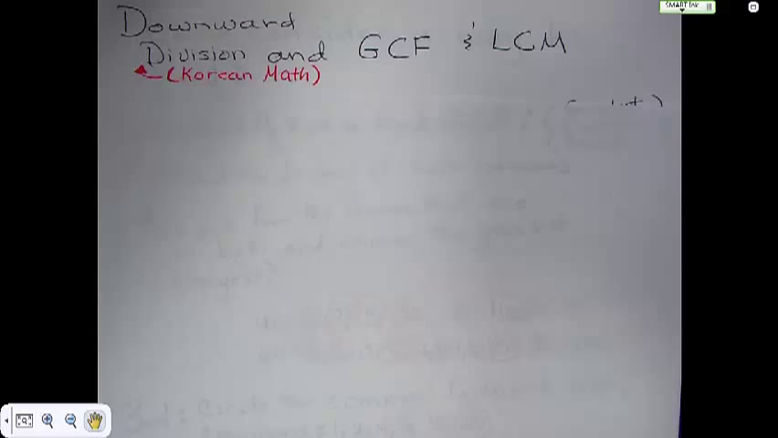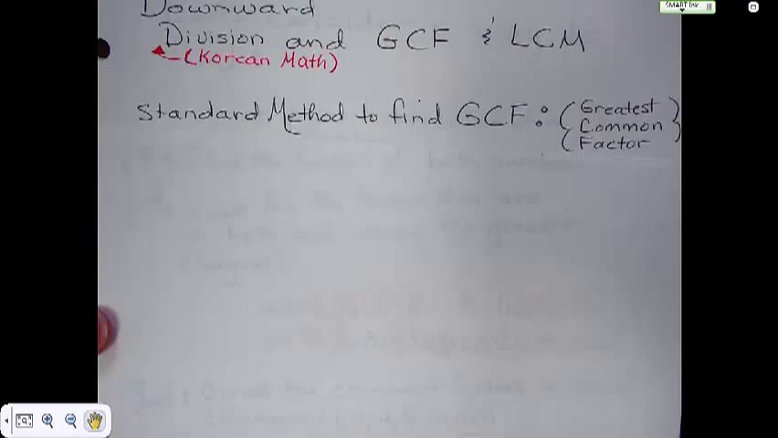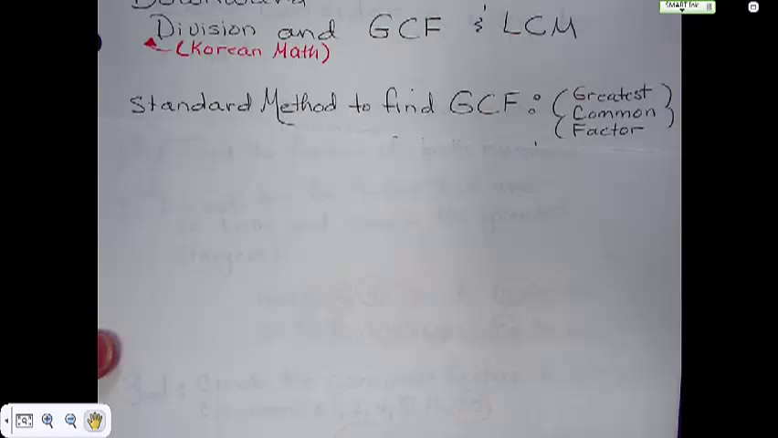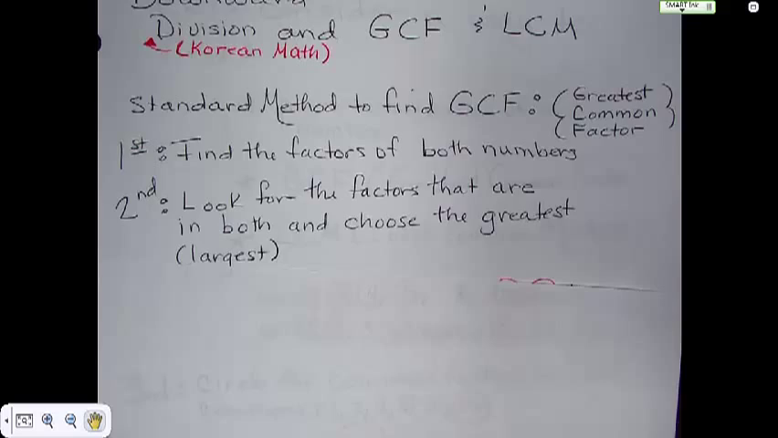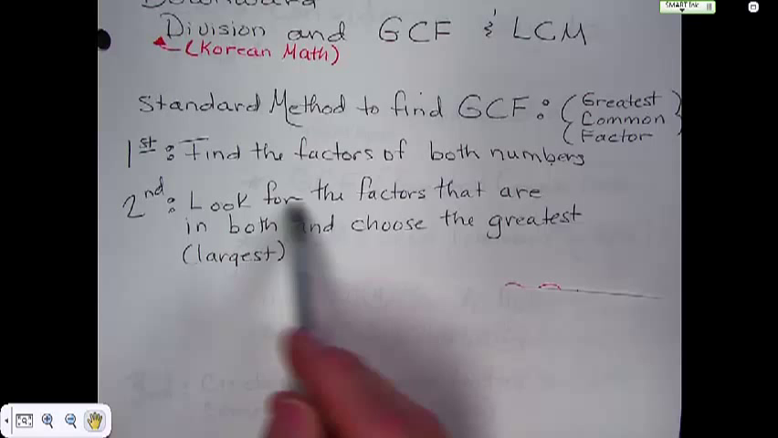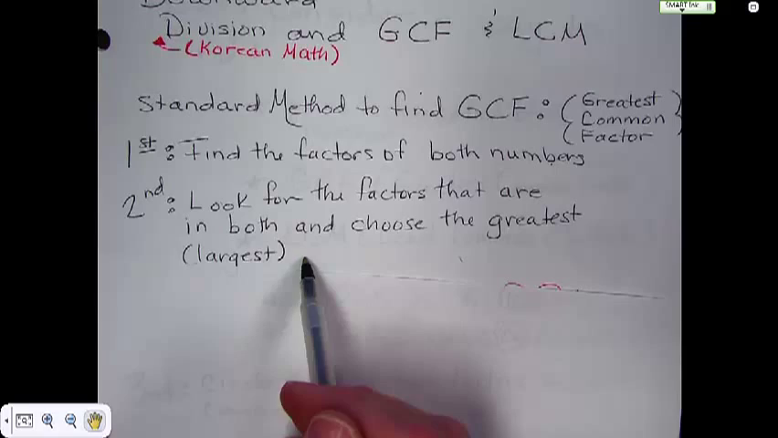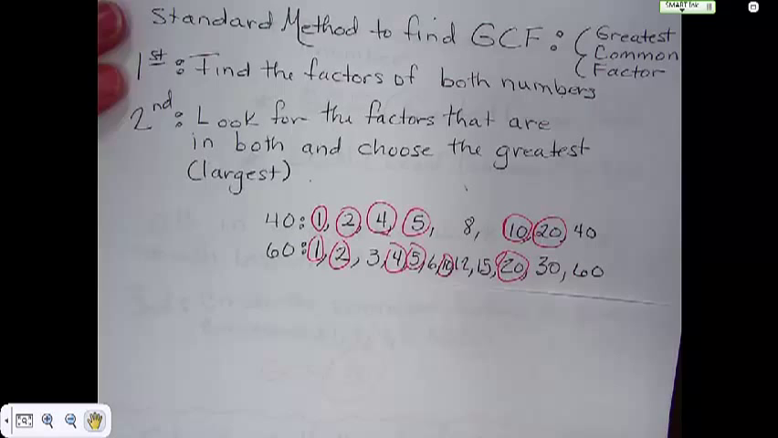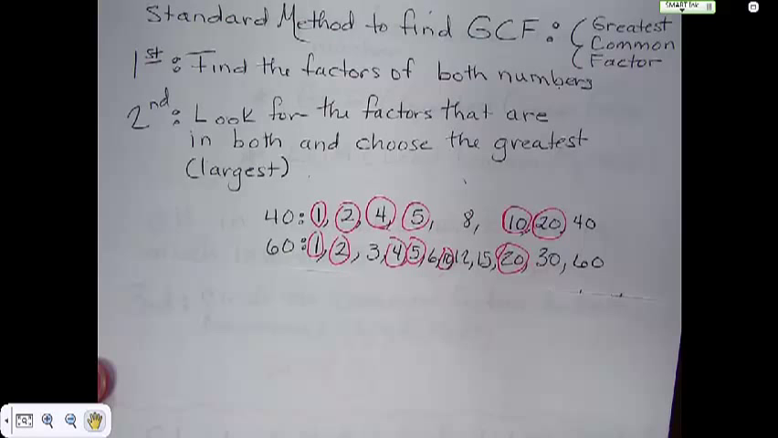All right, let's just start a little bit. One of the basic things you can use downward division for is to find the greatest common factor. To find the greatest common factor, you generally find all of the factors of both numbers, look for the factors that are in both, and choose the greatest, or the largest. GCF is greatest common factor. This is the old way of doing it, and a lot of people are comfortable finding the greatest common factor this way, and that's perfectly fine.